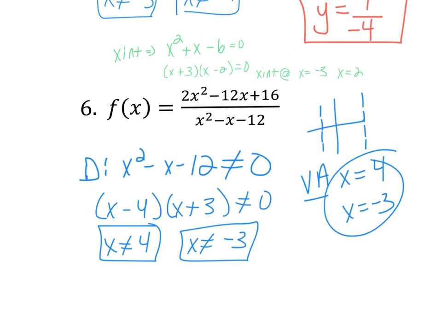So now let's find our horizontal asymptotes. What do I do for a horizontal asymptote?